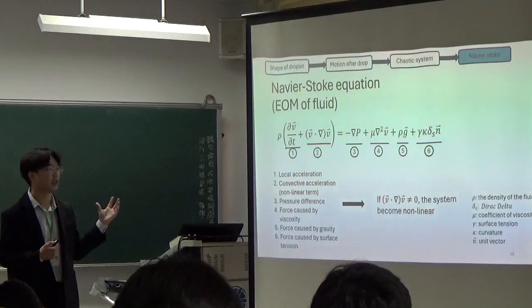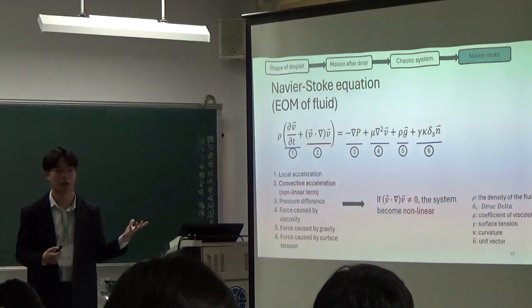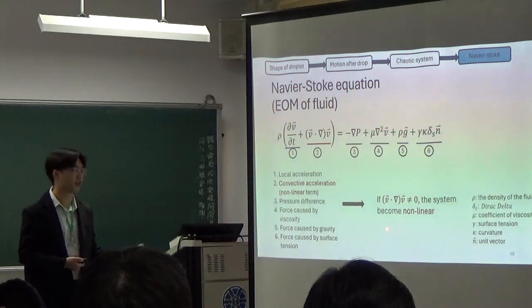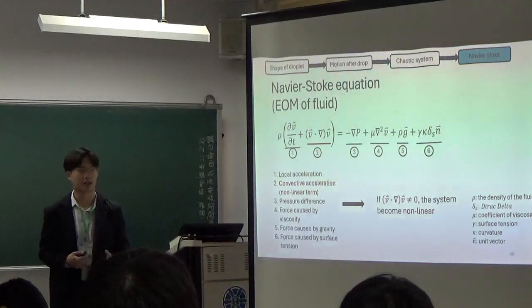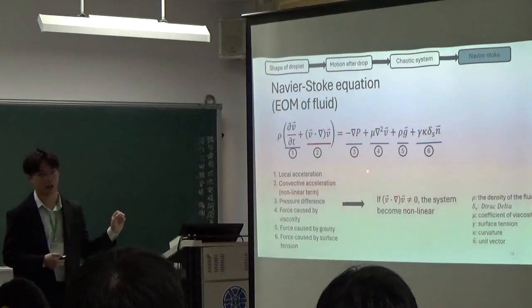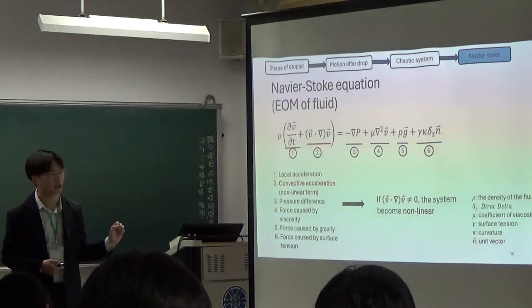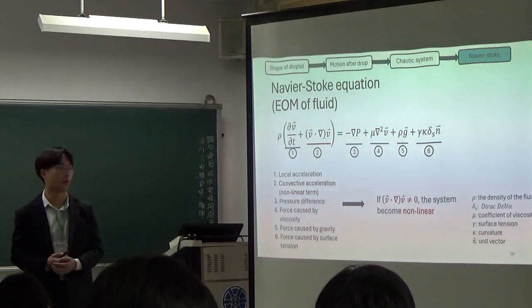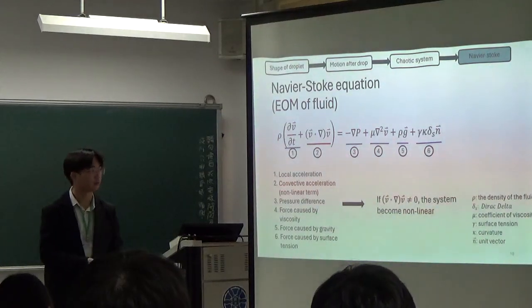So we have the density times the local acceleration plus the convective acceleration equals the force caused by the pressure difference, viscosity, gravity, and surface tension. And as you can see, the second term, convective acceleration, is a projected term, so when it's not equal to 0, the system will become nonlinear.